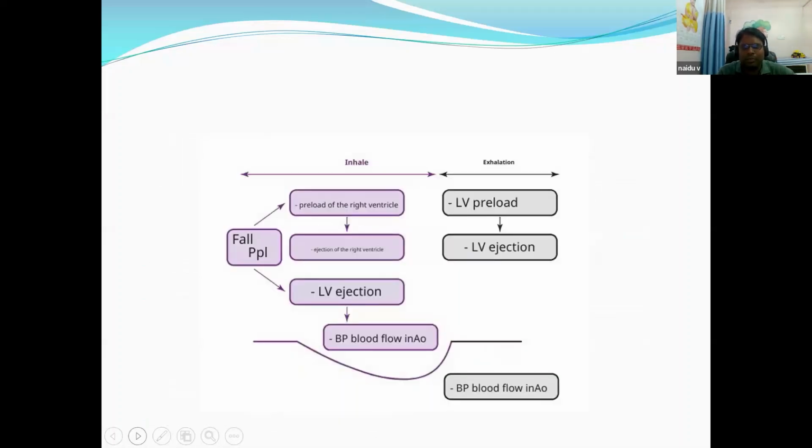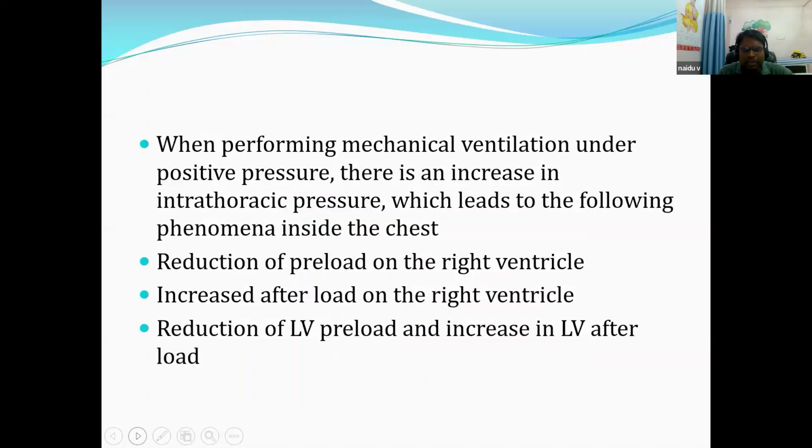Normally, during spontaneous respiration, there is a fall in the intrapleural pressure, which leads to an increase in the right ventricular preload. From there, it increases the ejection of the right ventricle to the pulmonary vasculature, and during exhalation, left ventricular preload increases. With increasing left ventricular preload, left ventricular ejection also increases.